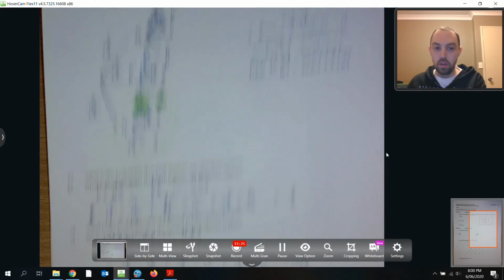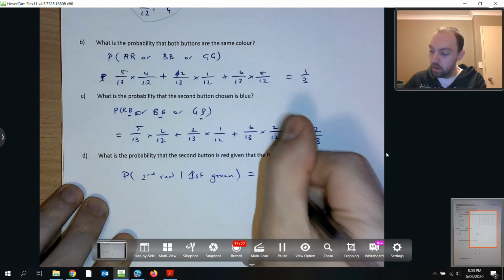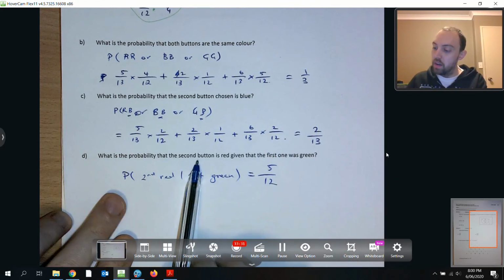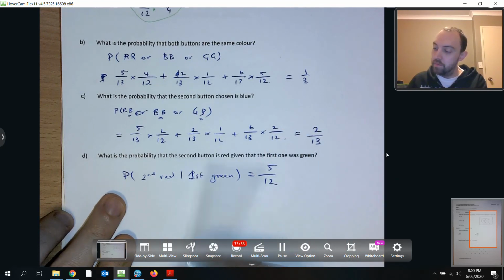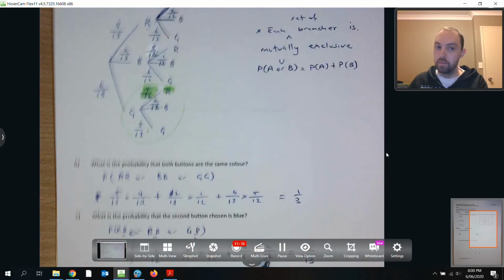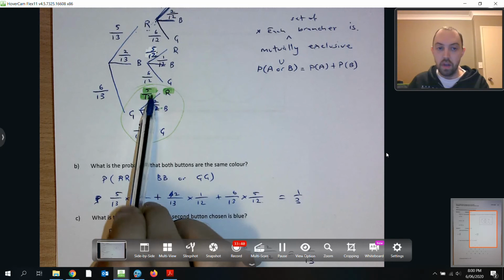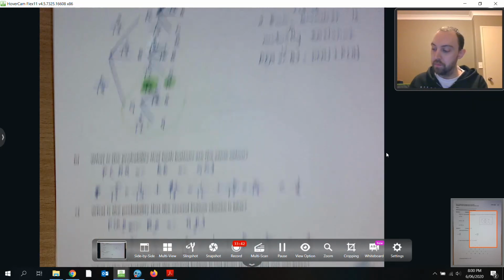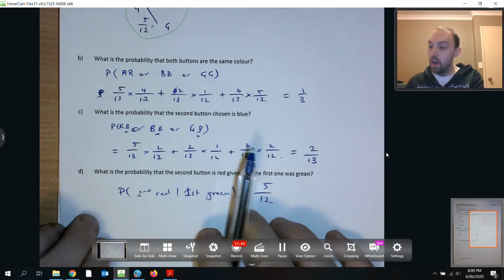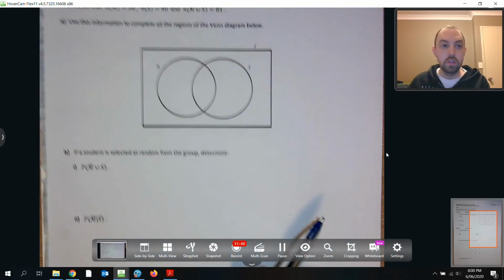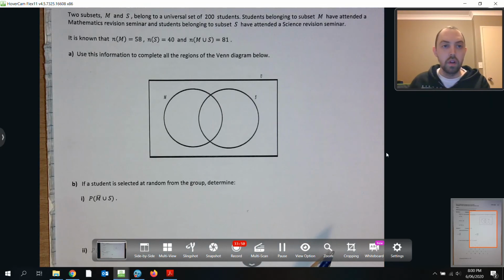So that's my answer here. What's the probability that the second button is red, given that the first one is green? First one's green, what is the probability that the second one's red? 5 out of 12. Cool. I still got one more. Let's go through it.